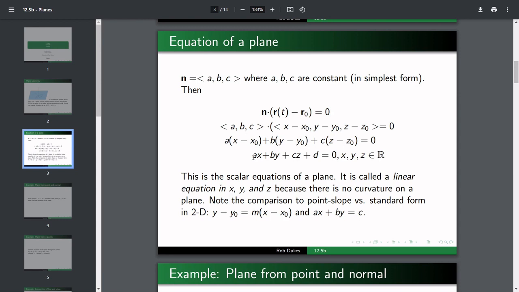So you might want to expand it out to this form: ax plus by plus cz plus d equals 0, where x, y, and z are in R. This is kind of like in two dimensions. You have the point slope form, which is this, or the standard form, which is this. And if I just said write an equation of a plane, either one would be acceptable. In 2D, we also have the slope-intercept form, the y equals mx plus b, so you could solve this for z if you wanted to, but there's no real reason, so we won't.